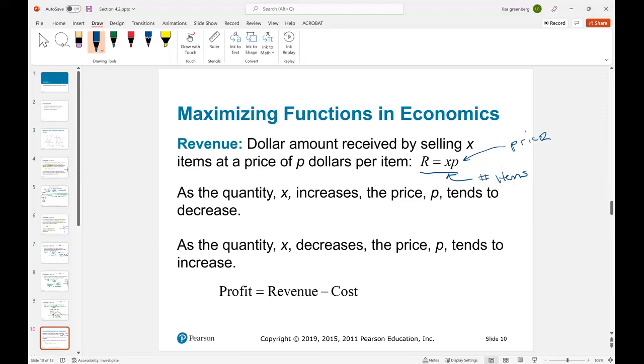That's revenue. If I was a cashier and I had an empty cash register, revenue is how much I have at the end of the day in the cash register. It doesn't have to do anything with what I made. It has to do with exactly the amount that I sold, that I brought in, okay? So here it's telling us as quantity X increases, the price P tends to decrease. Well, why does that happen?